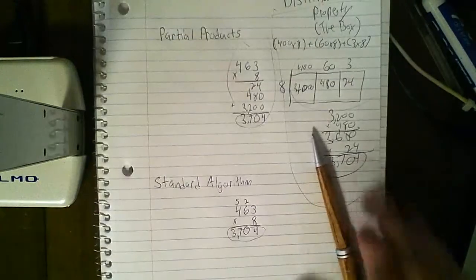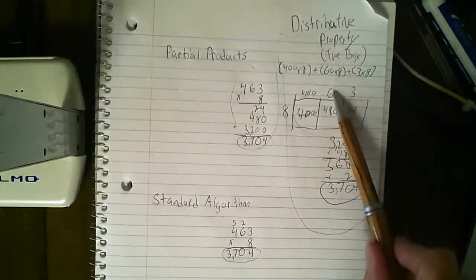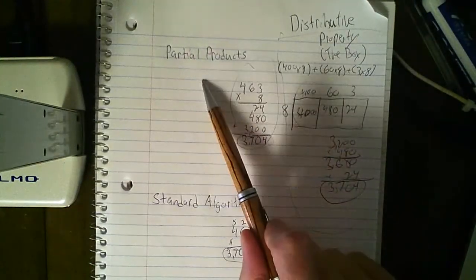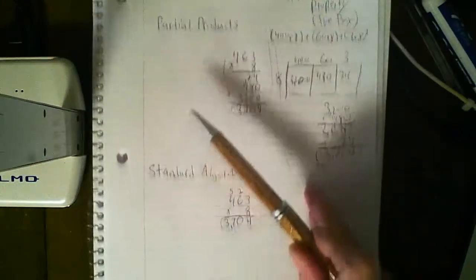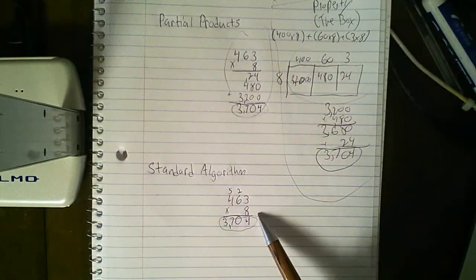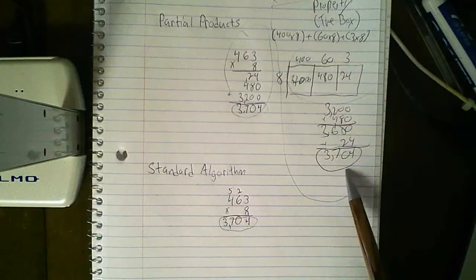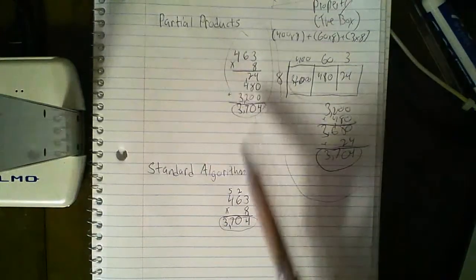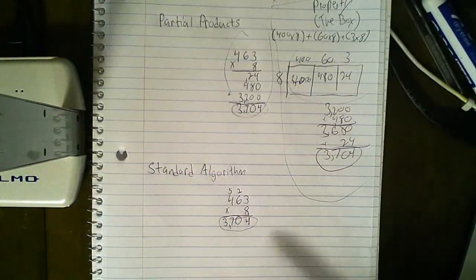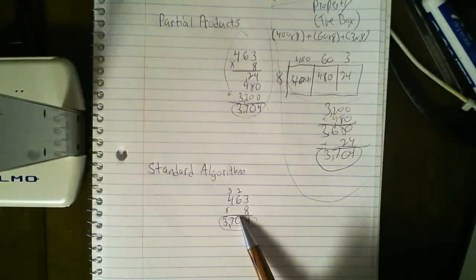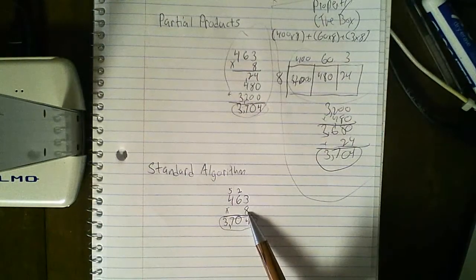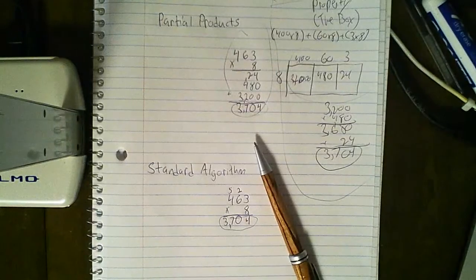Okay, so we got 3 strategies: the distributive property, also called the box, the partial products right here, the standard algorithm right here. And notice all 3 strategies work. They'll get you the same product if you do it correctly. And this one is probably the most efficient, but it's also probably the most challenging to learn. So those are our 3 strategies.